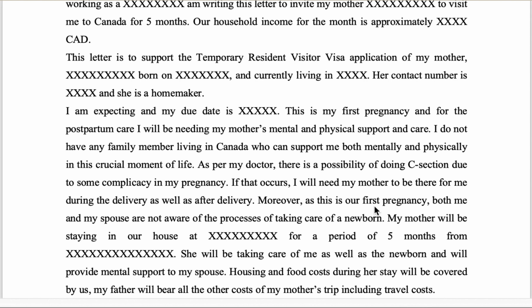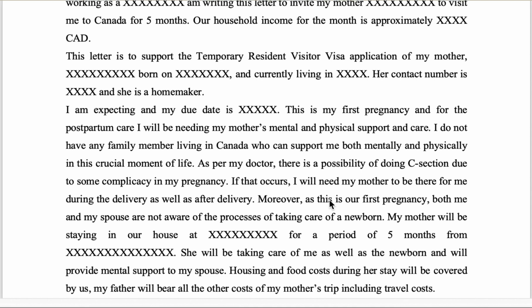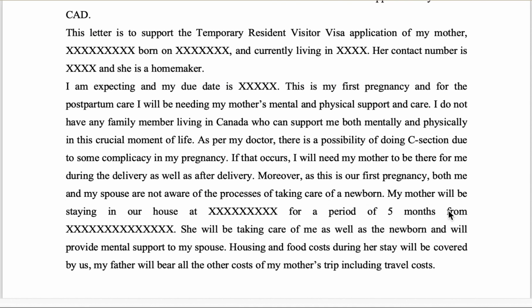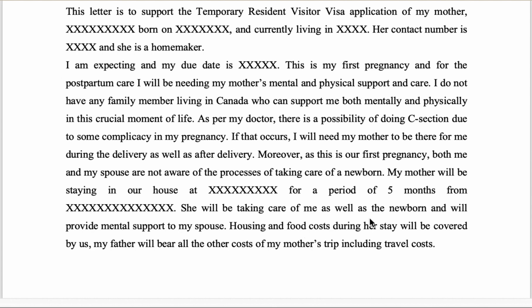If you are going through the same situation as us, then you can put the same exact thing as I wrote. So my mother will be staying in our house at your home address for a period of 5 months, from which date to which date. You can also mention the month if you know that you want your mom to come before your due date, so you will put accordingly and count from there to 5 months, and then put the leaving month as well. She will be taking care of me as well as the newborn, and will provide mental support to my spouse.